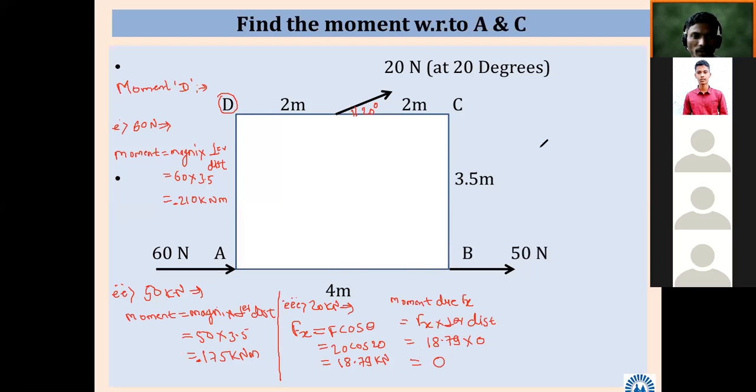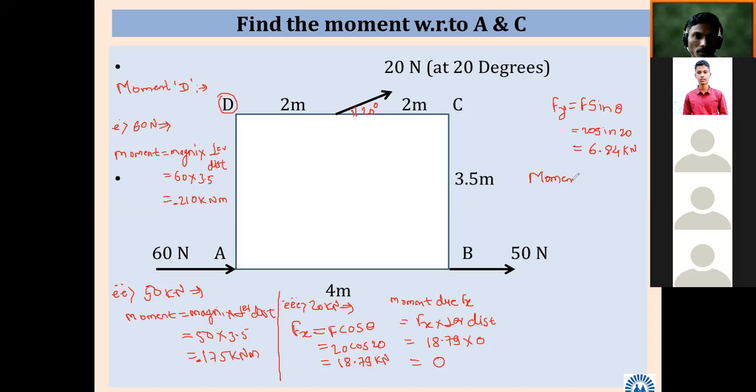So shall I write Fy here? What will be the formula for Fy? F sin theta. What is F? F is given, how much is it? 20. 20 into sin 20. How much is it? Calculate. 6.84. 6.84 kilonewton.